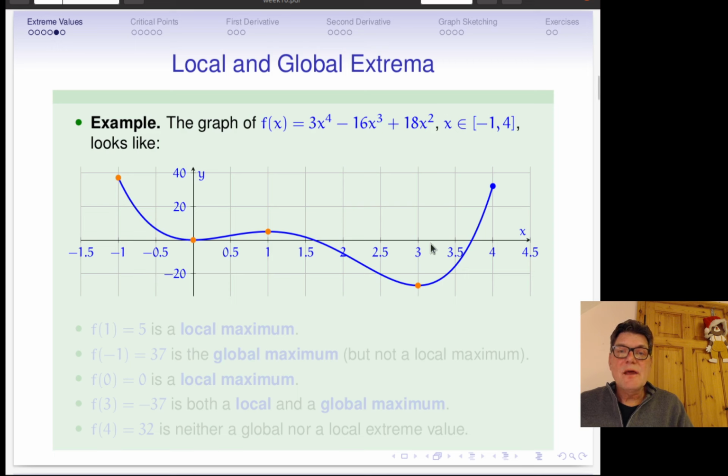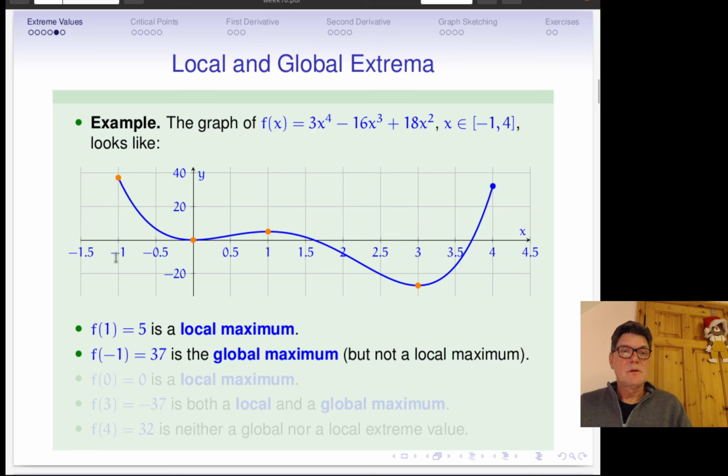The biggest function value over this closed interval seems to occur here on the left at -1, and that would be a global maximum. So here's a list of interesting points which are marked in this graph. f of 1 equal to 5, that's the orange dot here, is a local maximum. It's larger than any value nearby, but it's clearly not global. As you can see, there are bigger values of f in this graph.